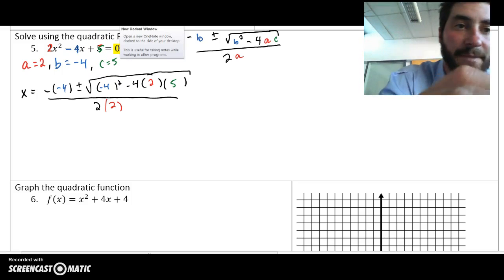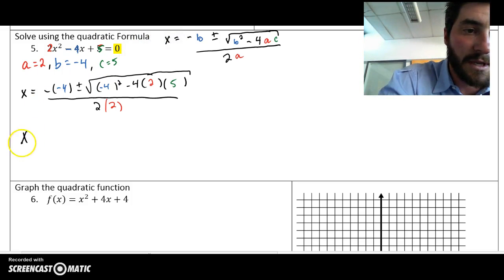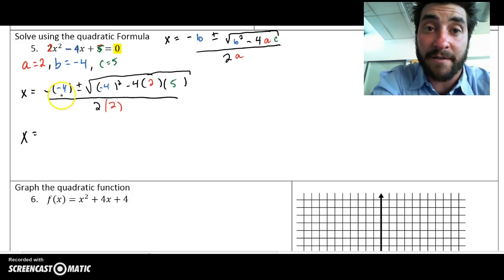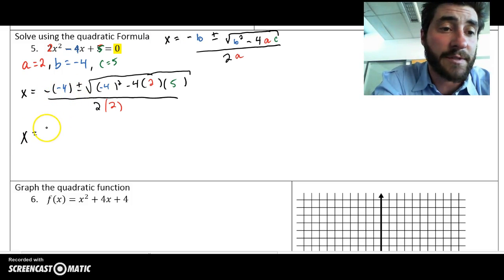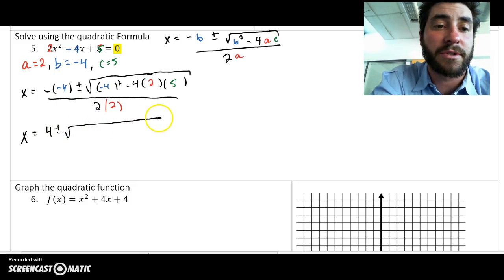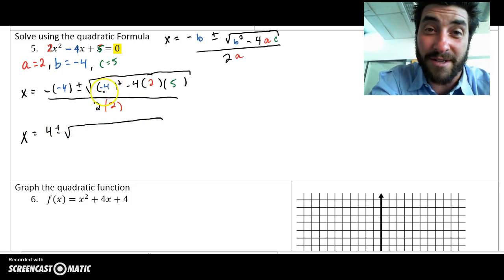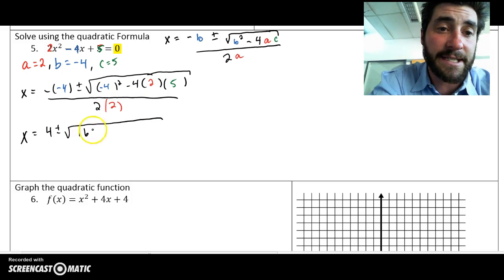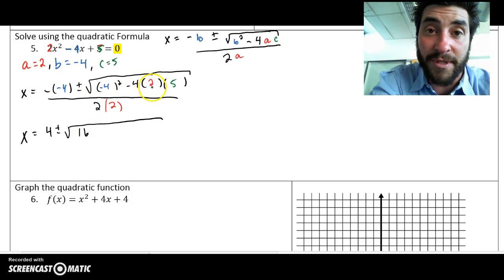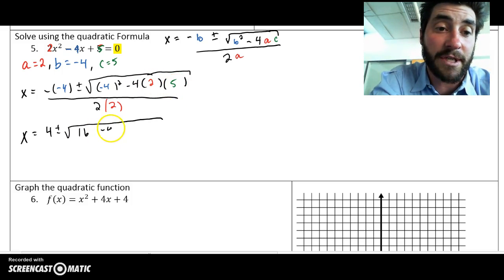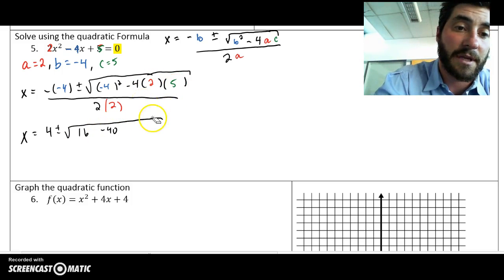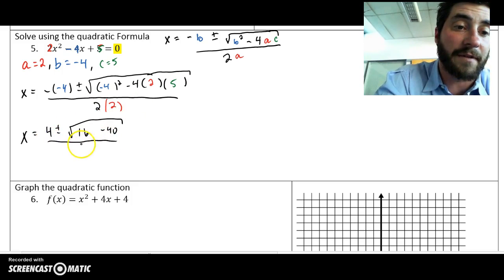Alright, let's simplify. X equals the opposite of negative 4, that's positive 4, plus or minus the square root. Negative 4 squared, negative 4 times negative 4 is 16. Negative 4 times 2 is negative 8. And negative 8 times 5 is negative 40. And that's all divided by 4.